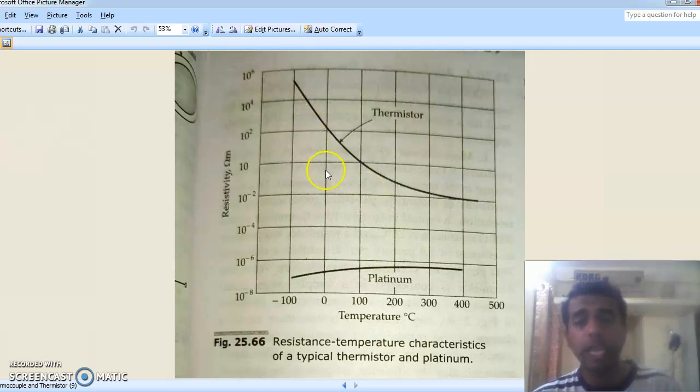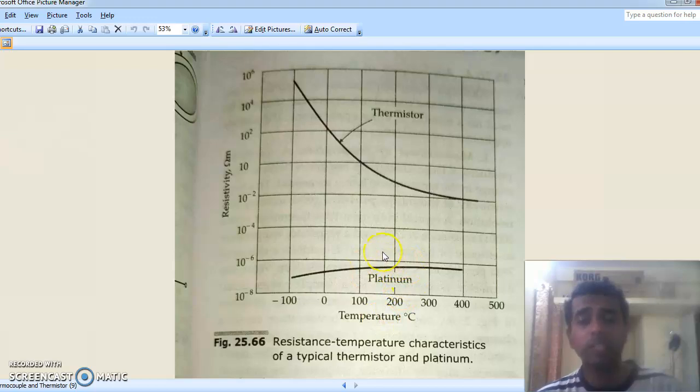So this is actually the nonlinear, exponentially decaying characteristic of a thermistor. The important thing is that this thermistor has a negative resistance temperature coefficient. And when we compare this one with platinum, platinum has more or less a constant resistivity over a wide range of temperature. That is why we always compare any resistors with platinum.